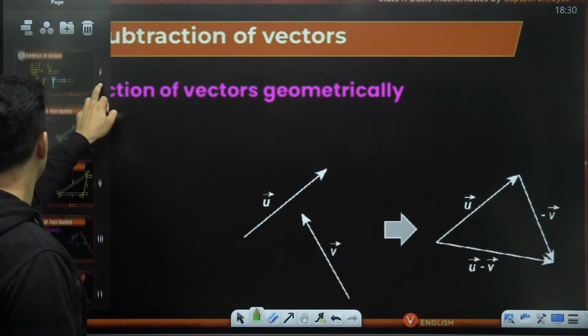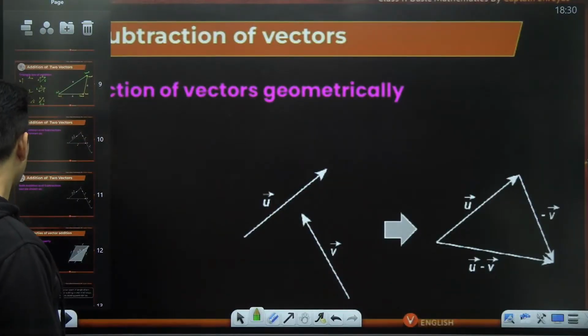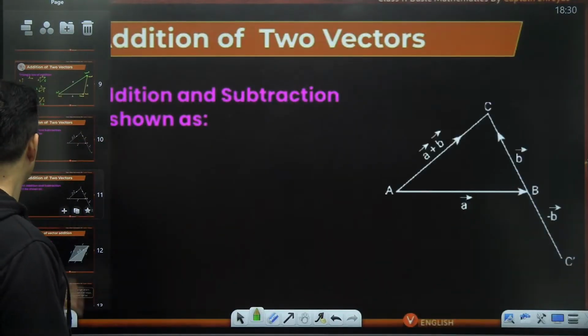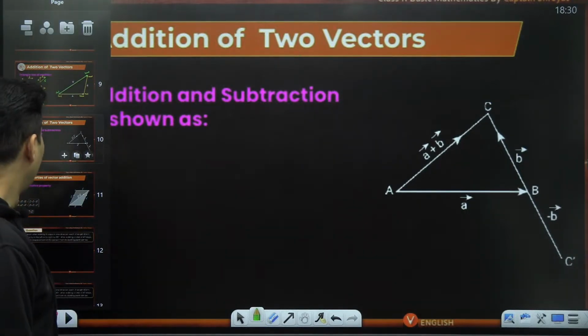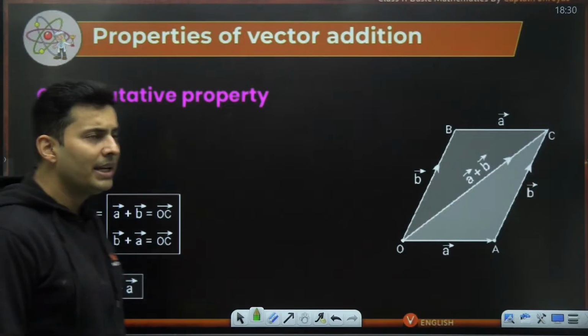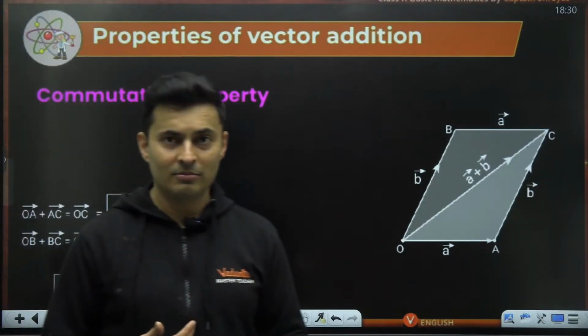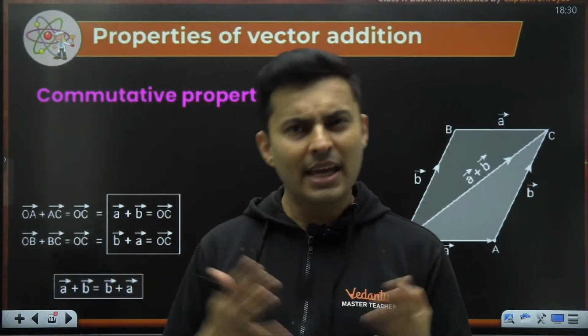Got it. Sir, I have another doubt over here. Okay, this is also done. Both addition and subtraction can be shown. Sir, can the addition of two vectors be interchanged in order? Meaning, instead of A plus B, can I write B plus A?